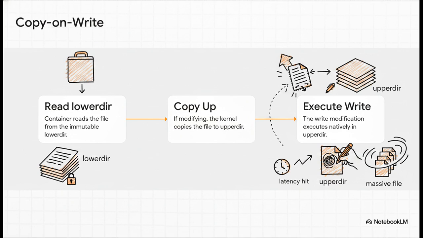But if it needs to modify that file, the system springs into action with copy on write. It finds the file, copies it all the way up the stack to that mutable upper dir, and then executes the write up there. This perfectly explains why modifying a massive file for the very first time inside a container incurs a slight little latency hit. The kernel is literally physically copying it up the stack before it lets you touch it.